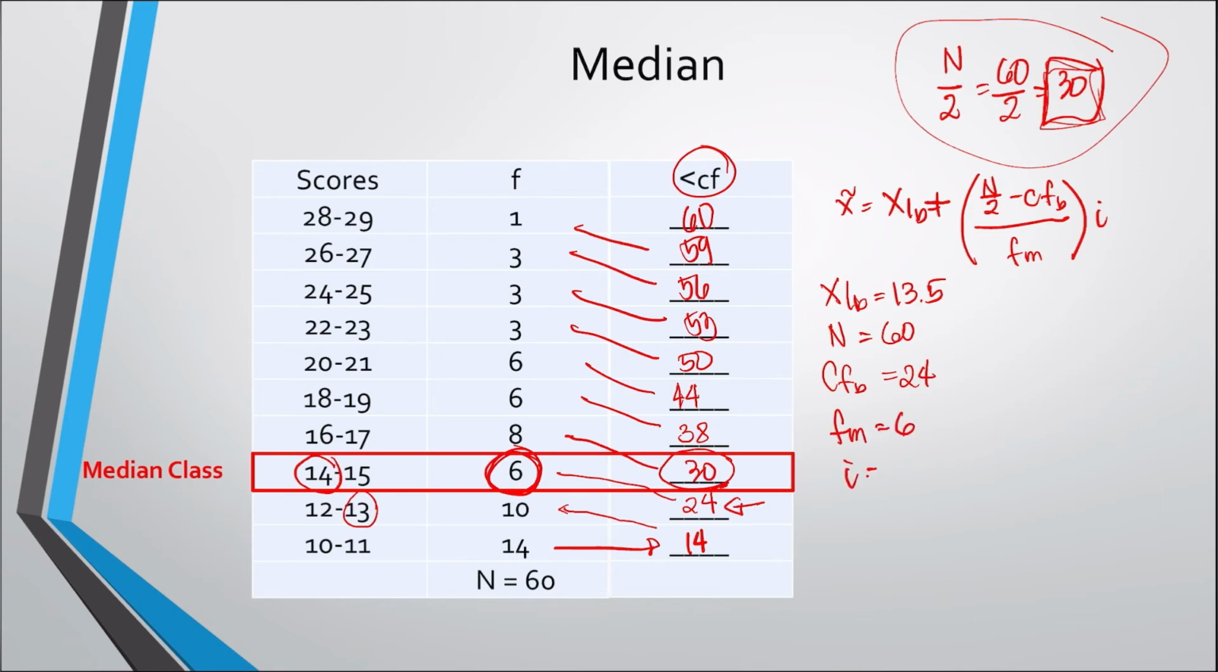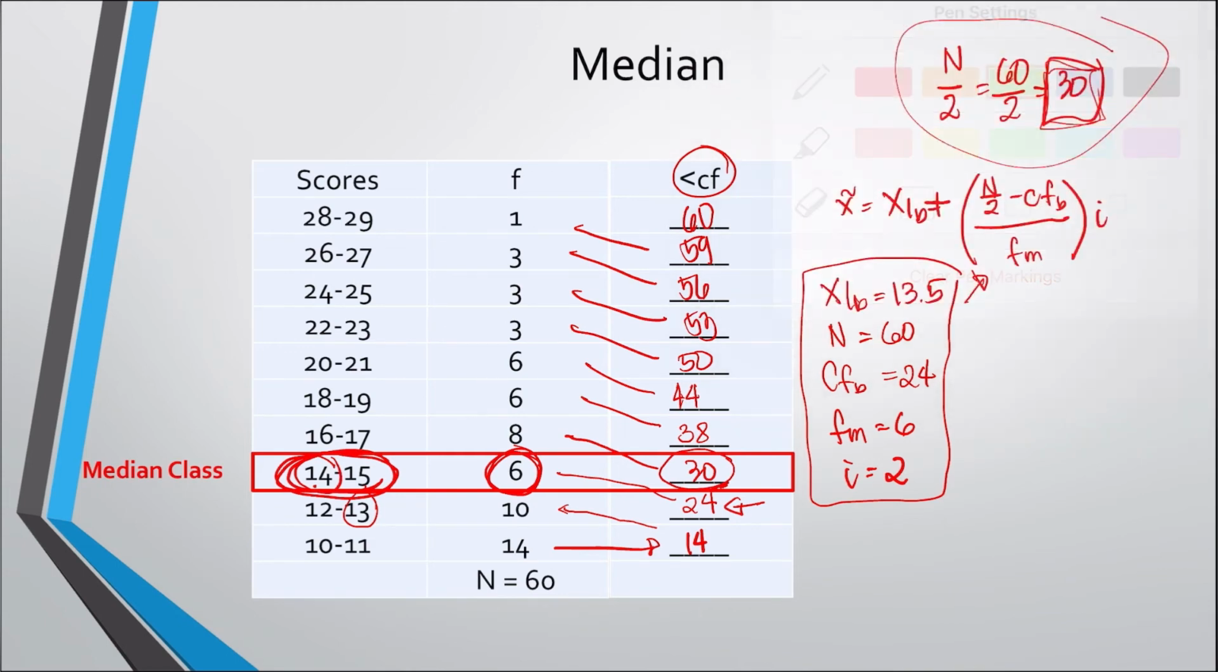At ang interval, ibig sabihin ng interval ay kung ano yung size ng bawat interval. So, ilan ba yung nasa isang interval? 14 at 15, dalawa lang yun, kaya 2. Okay? Now, isulat na natin yung formula. I-substitute na natin itong mga ito dun sa ating formula.